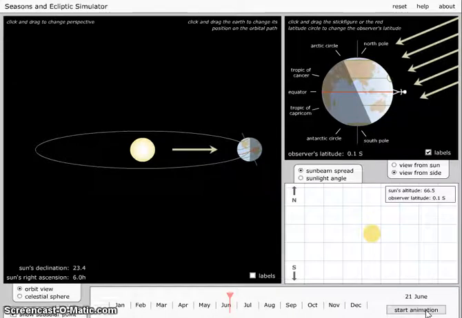So this is 8A, which pole is tilted more towards the sun? Notice over here we have the North Pole tilted more towards the sun. You can also tell in this view because the North Pole is on the sunny side. What is the sun's altitude? 67 degrees. How spread out is the sunlight? Not very, but it's not a perfect circle either.